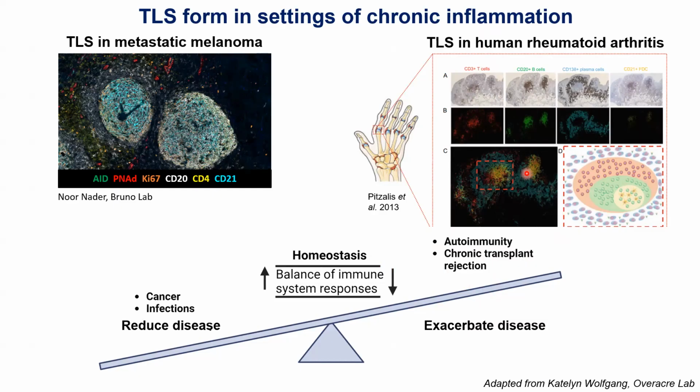So in cancer, we're still learning a lot about these structures. We know that they don't look exactly like a secondary lymphoid structure, and I'll show a little bit of that today. But we also know that they've been more prognostically beneficial for patients than they have been in disease settings like autoimmunity or transplant rejection.